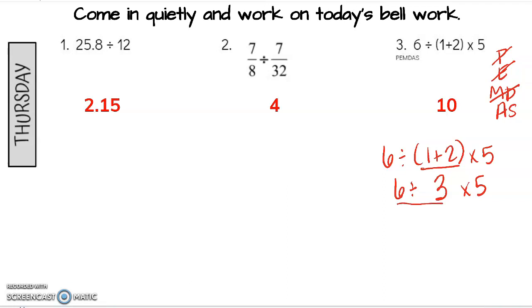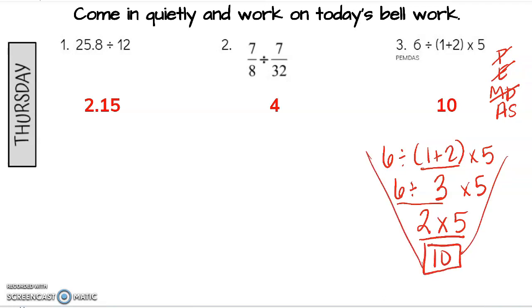So that leads me to work on the 6 divided by 3. I'm going to recopy the times 5. 6 divided by 3 gives me 2. And then all I have left to do is the 2 times 5, which is 10. And then notice how my work kind of makes a triangle because we're simplifying it down.